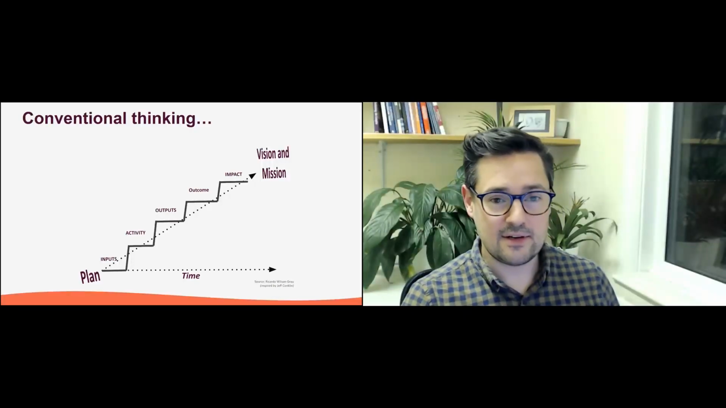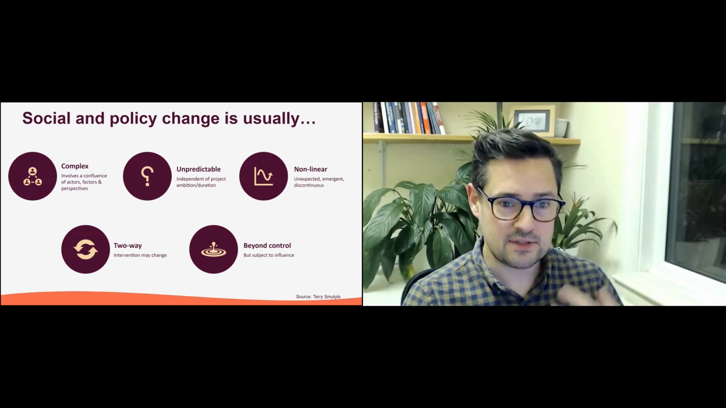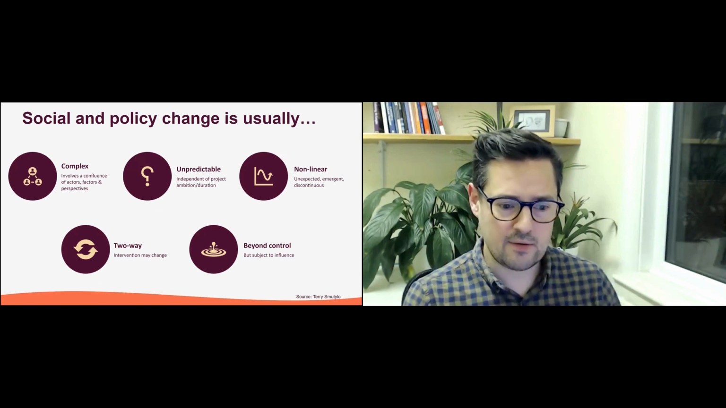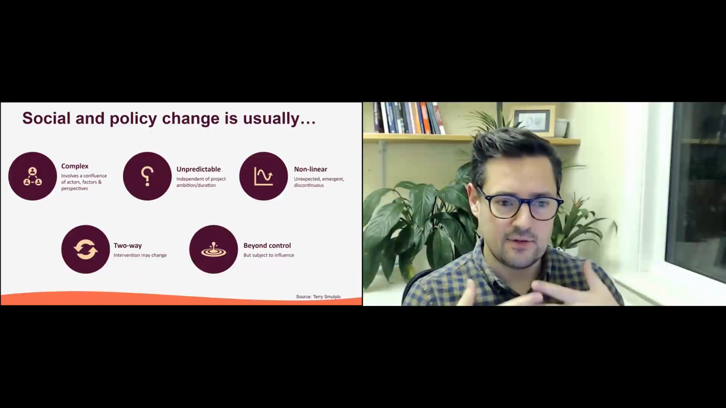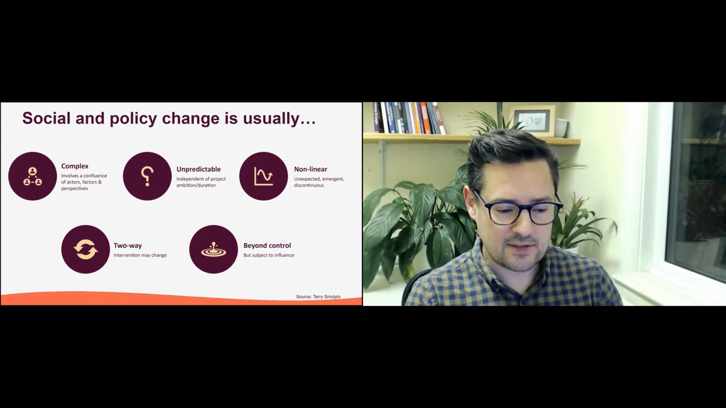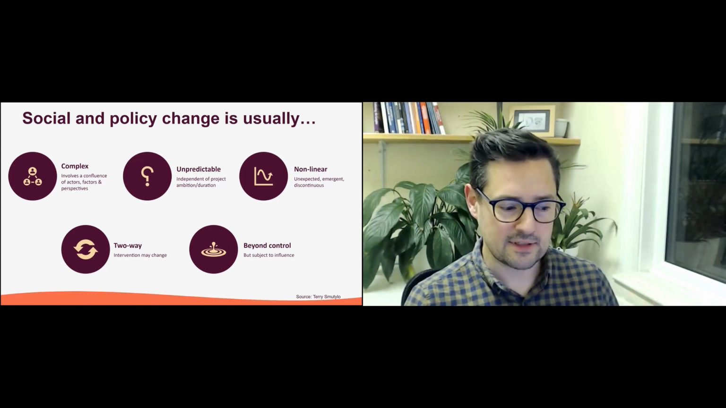The problem is that in real life, social and policy change, which when it boils down is what we're trying to achieve in our projects, and in whatever kind of project we're involved in, we're trying to achieve some kind of social or policy change. And that doesn't follow that linear pathway that I showed in the previous slide.